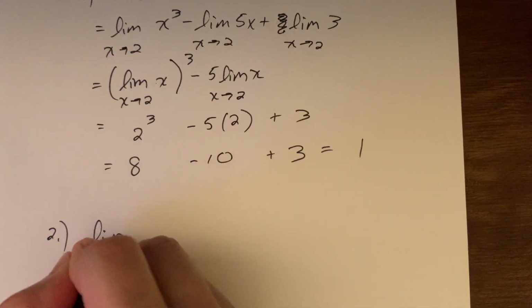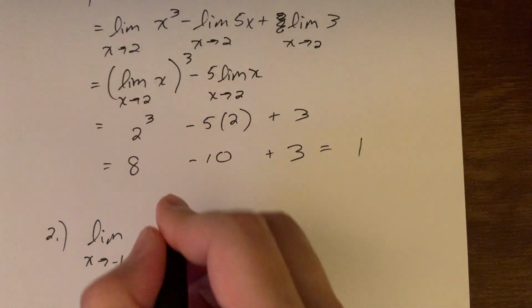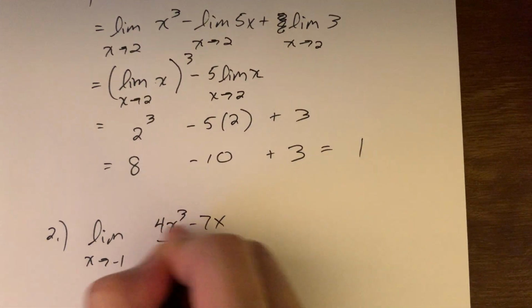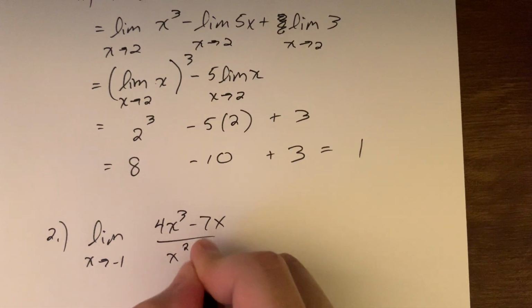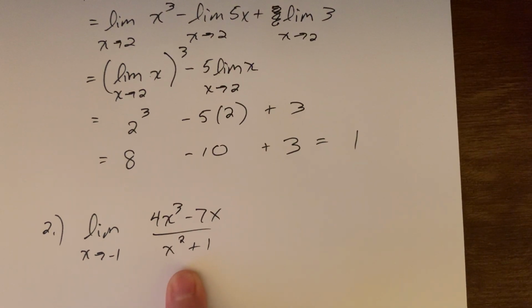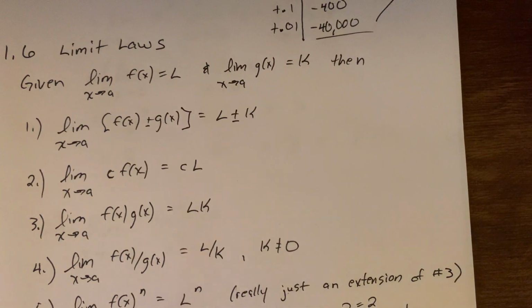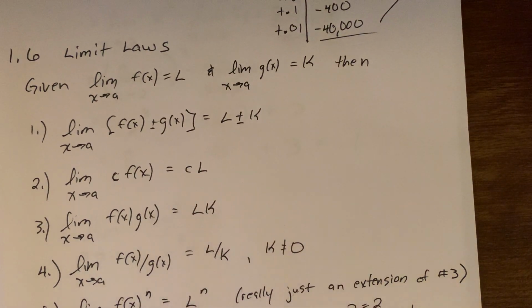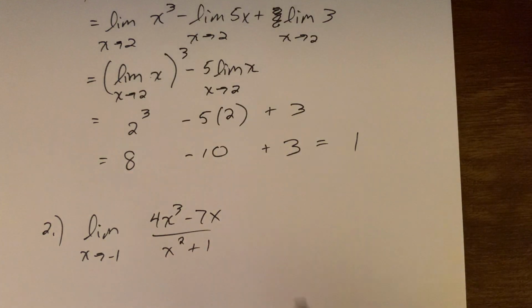So if I had the limit as x approaches negative 1, and I had 4x cubed minus 7x all over x squared plus 1, that looks quite big and messy, and we could do the whole XY chart, but let's start off just plugging in minus 1. And as long as everything's okay, basically so far the only thing we've seen is as long as we don't have division by 0, we're okay. And that's going to work like a charm here.